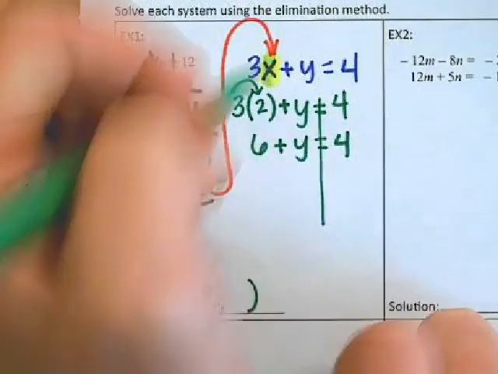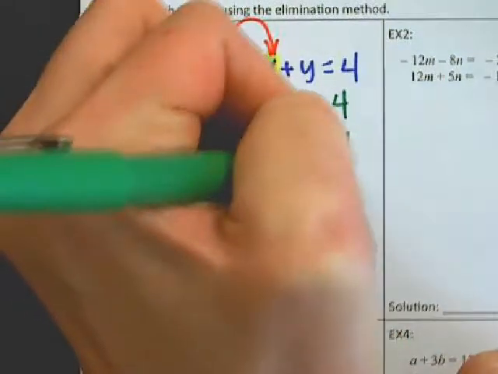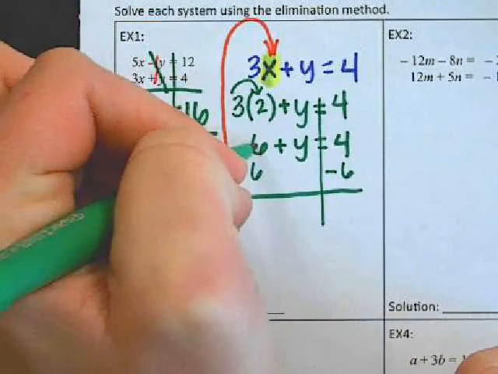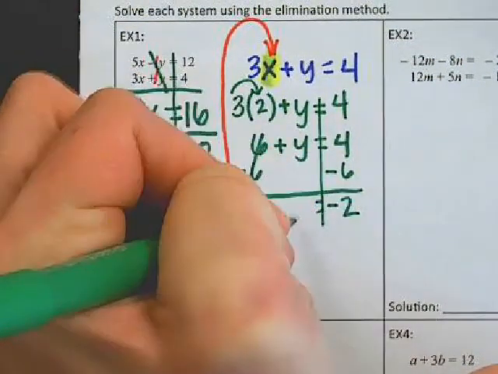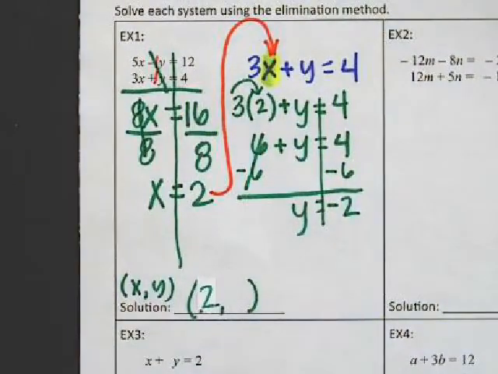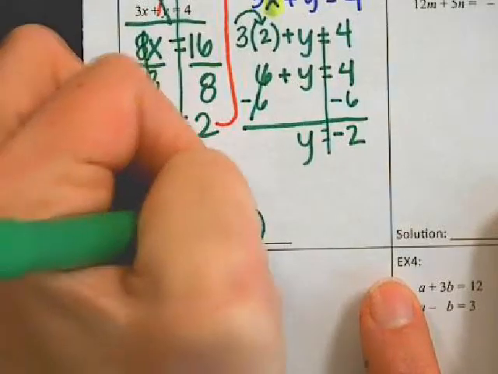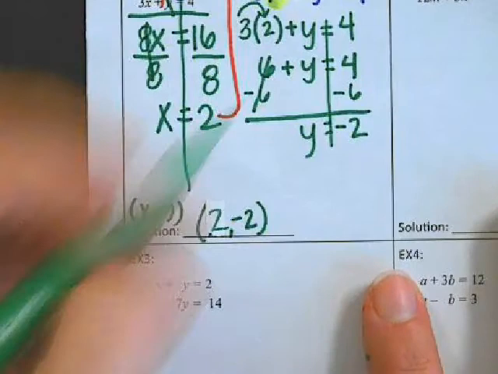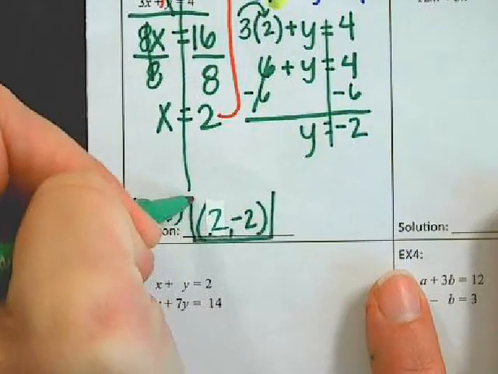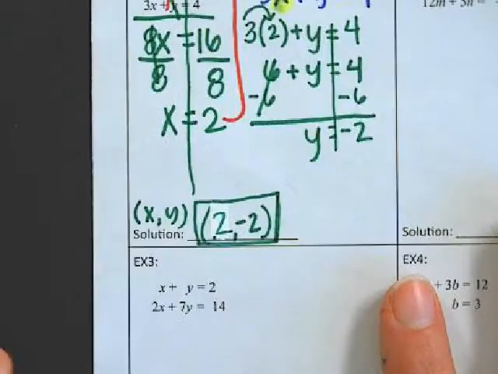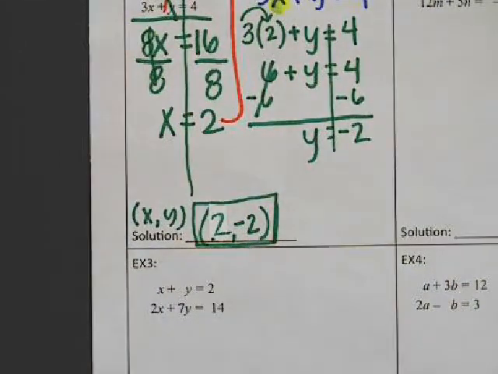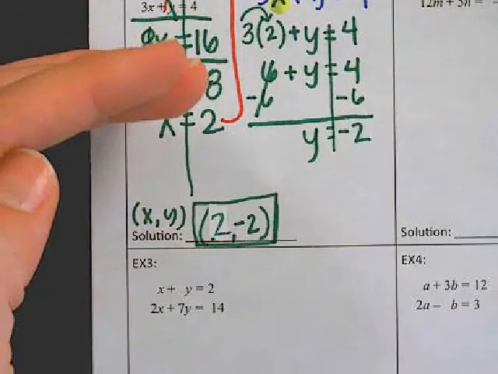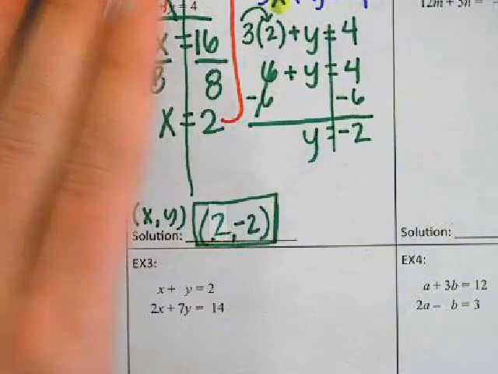These are not touching anymore, so now I'm going to subtract 6. 6 minus 6 is 0. 4 minus 6 is... Okay, is y by itself? Yes. Y is negative 2. So x is 2, y is negative 2. Are they all just going to be the opposite? No. That just happened to be like that. This is the easiest problem of the day. All right, next one.